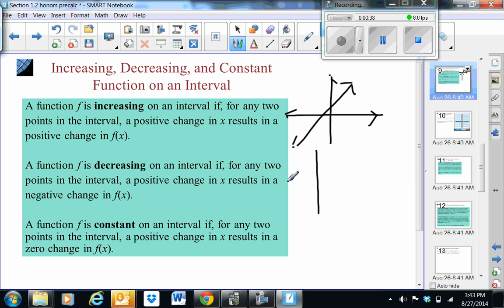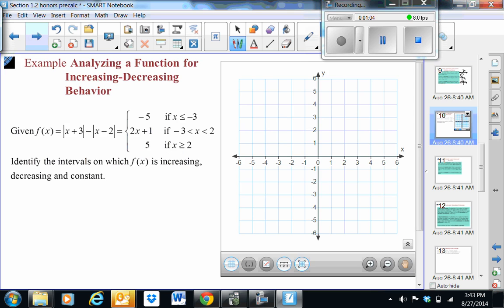If a function is decreasing, we would say that as x is getting larger or increasing, y is getting smaller or decreasing. So that line there has a negative slope and it's a decreasing function. And a constant is as x is getting larger, if y stays exactly the same, then that's considered constant. It's neither increasing nor decreasing.